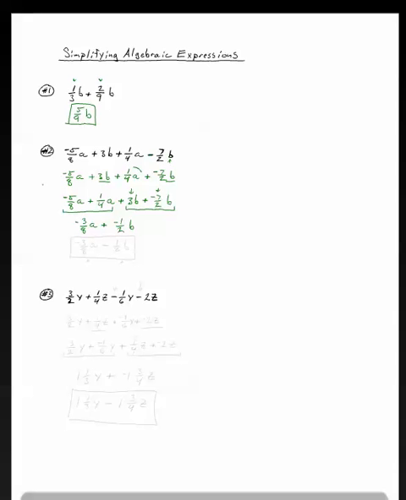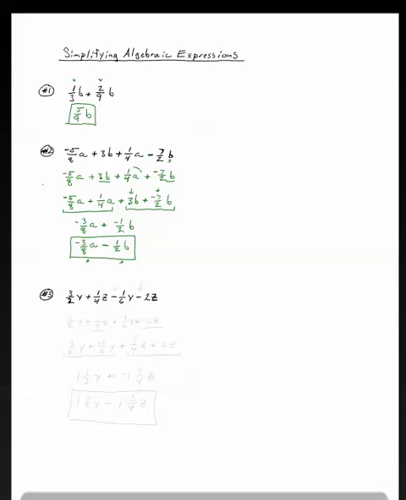Now we're almost done, but remember, in our final answer, if it's plus a negative, we change that back to subtraction. So this is negative 3/8 a minus 1/2 b. And that's our final answer, because it's fully simplified. Remember that we cannot add unlike terms. This term right here is an a term, and this term right here is a b term. And we can't combine those.